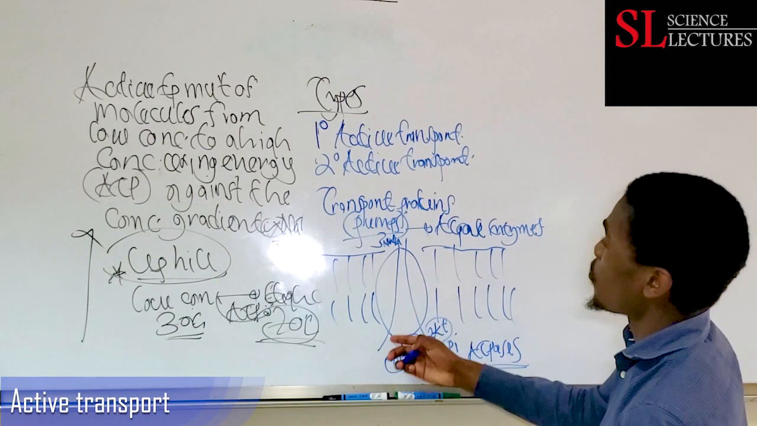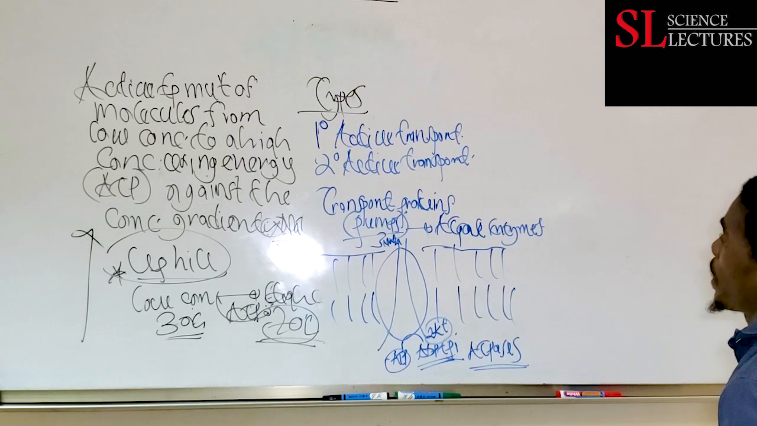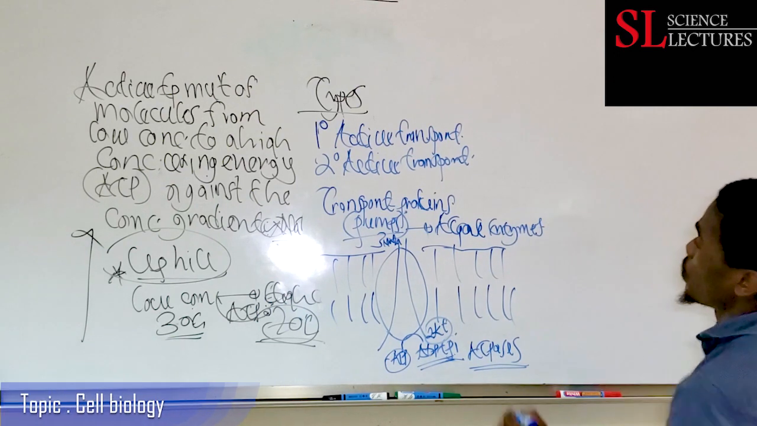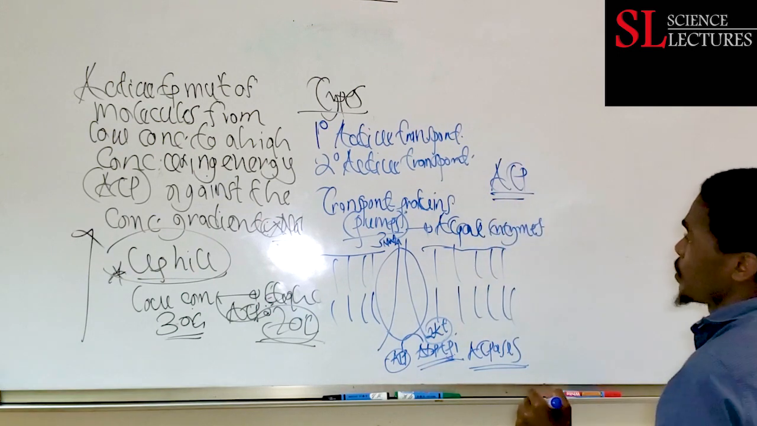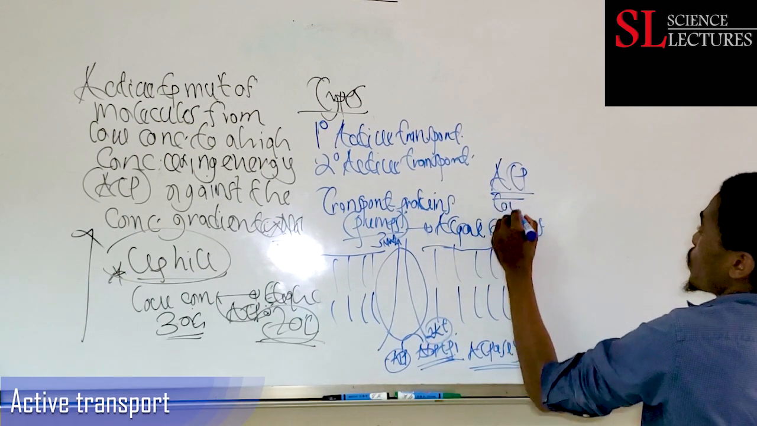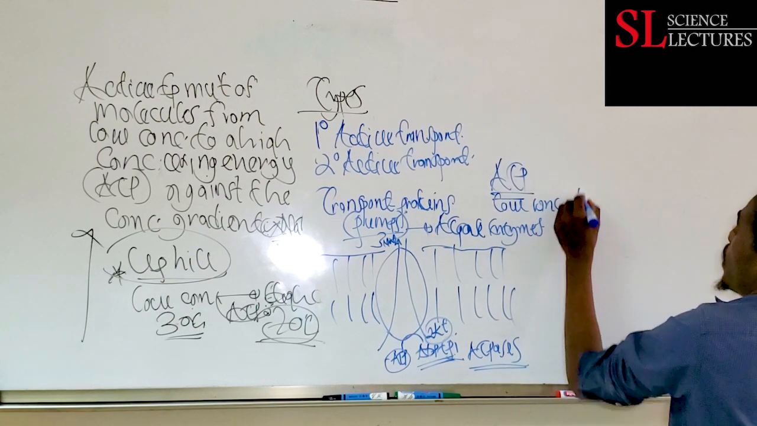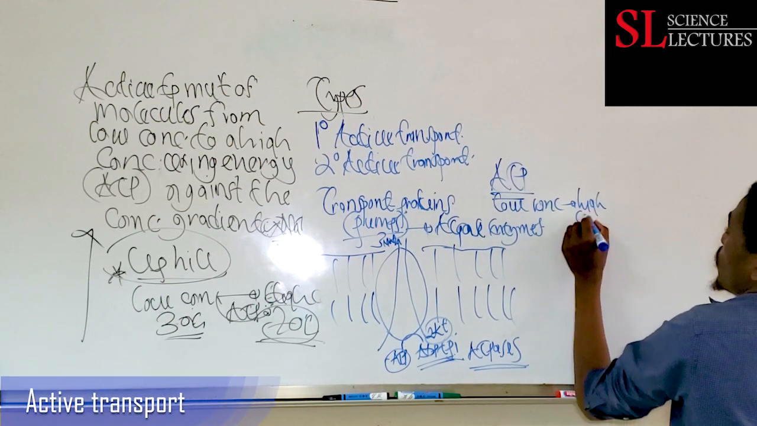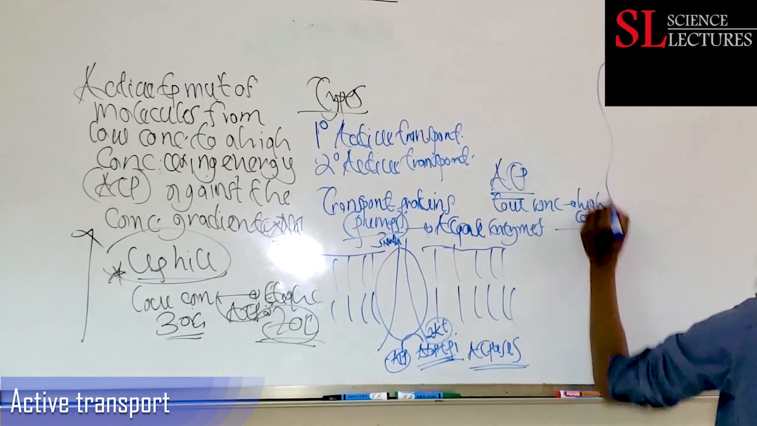In this case, this pump will move out 3 sodium ions and take in 2 potassium ions, as we are saying. So in other words, we need ATP, and the molecule transported should be transported from a region of its low concentration to a region where it is in a high concentration. So that is very important for us to know.